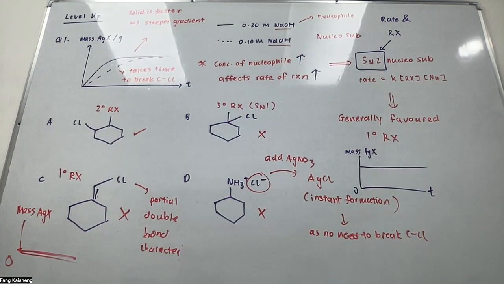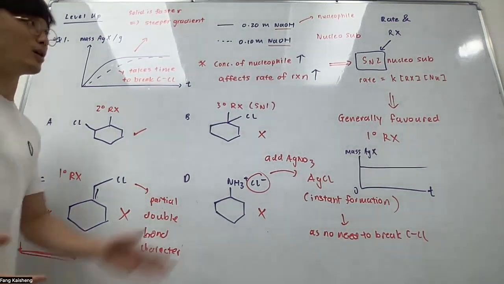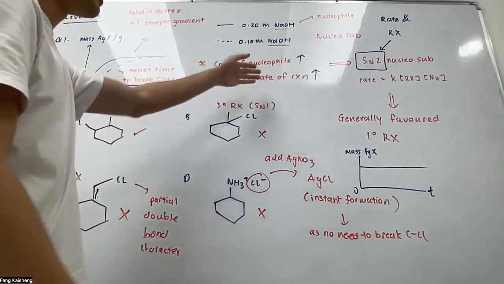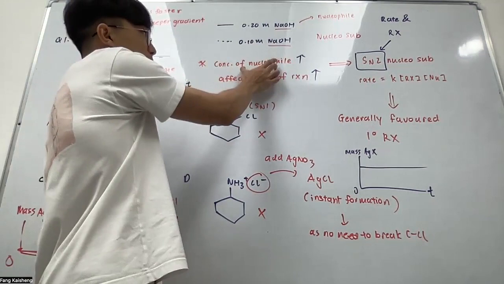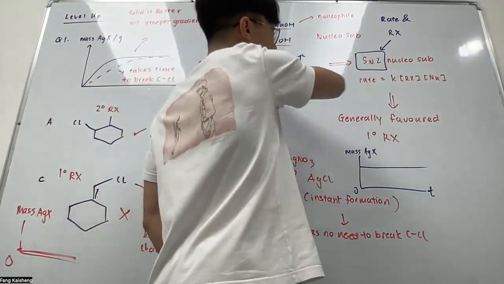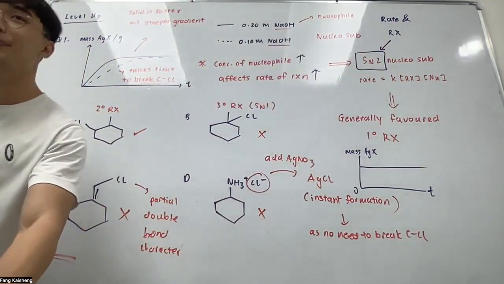Again, guys, go back and look at this question again. I don't want you to just come up with the answer. I want you to see whether you can break all this down again. Concentration of nucleophile affects rate. This is SN2. This is the core of the question. All got it?